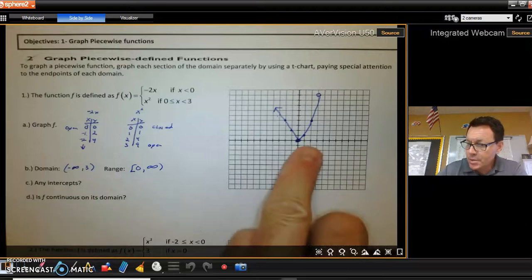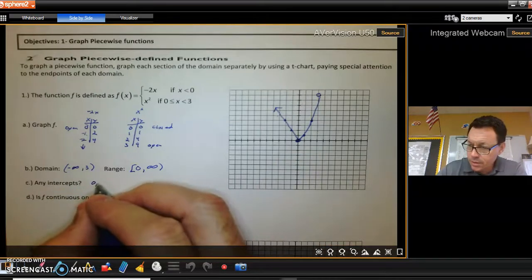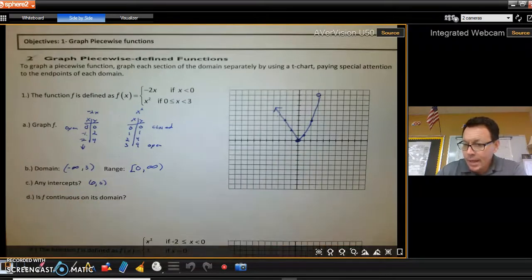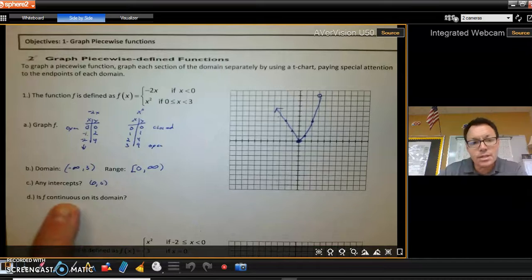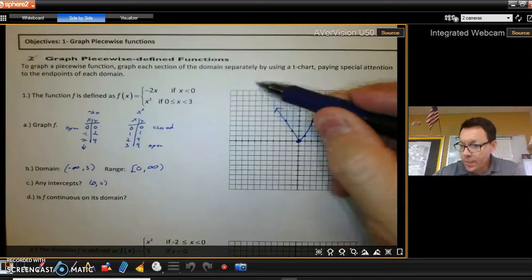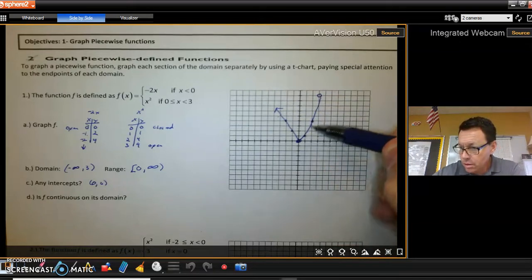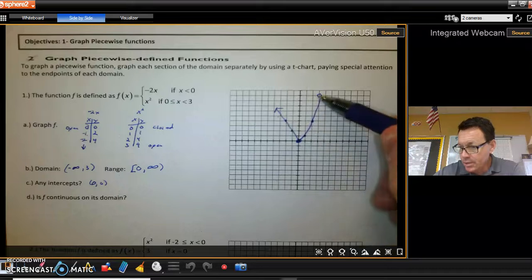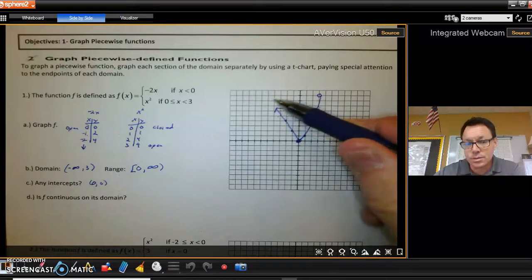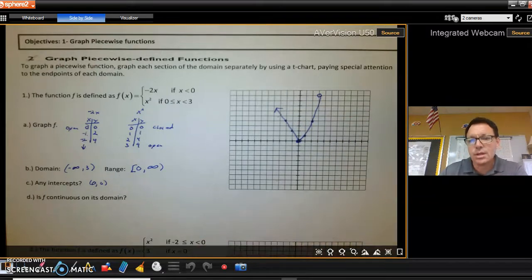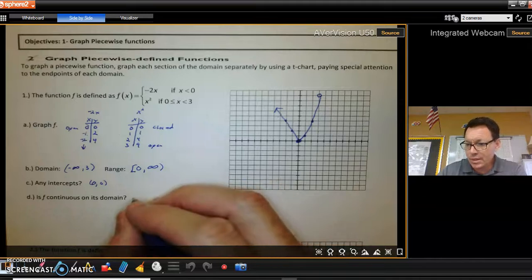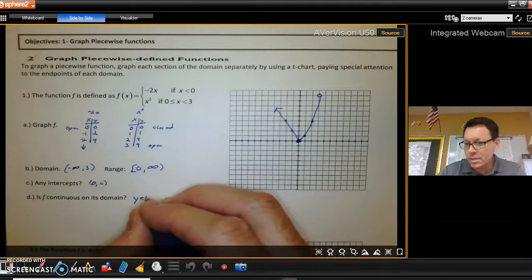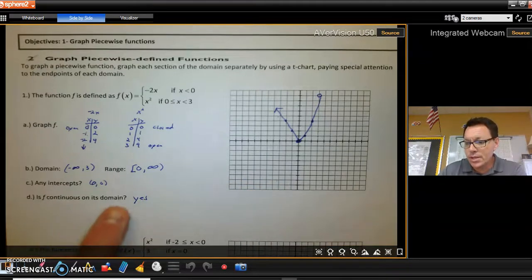Are there any intercepts? Yes. There's 0, 0. And then is f continuous? Continuous means that there's no breaks, there's no gaps, there's no starting and stopping. This graph, if you traced it, you could trace it with a pencil without ever having to lift your pencil. And if that doesn't quite make sense, I'll show you an example on the next one, and then it will make sense. So yes, this is continuous on this domain.